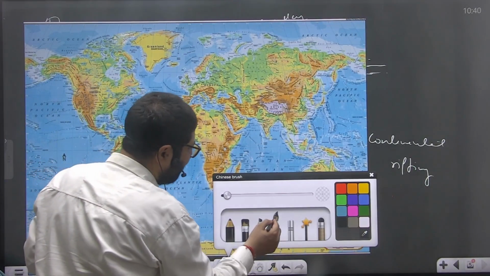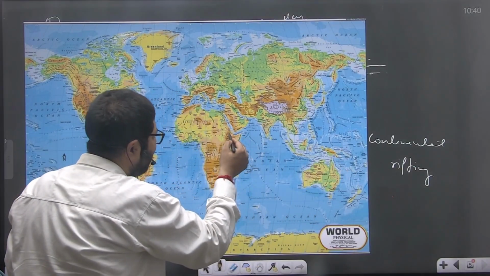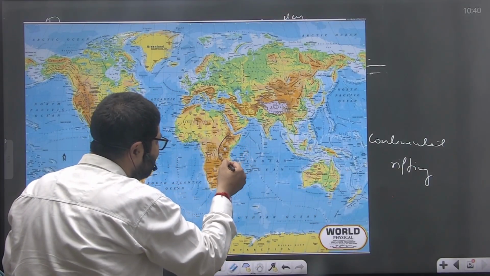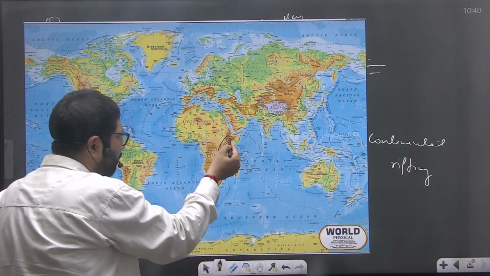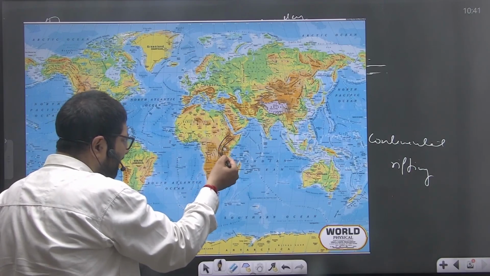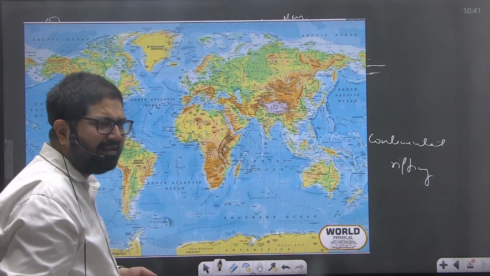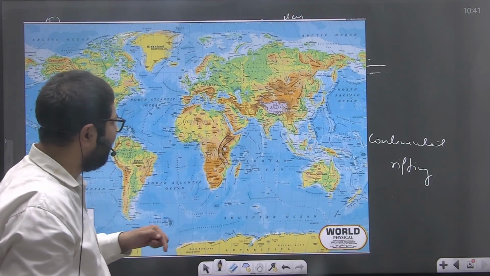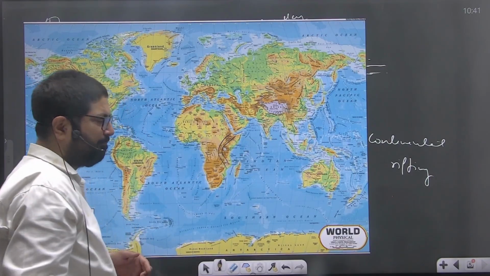You can see the East African Rift Valley. See, this East African Rift Valley runs like this. Lake Rudolph, Lake Edward, Lake Albert, Lake Tanganyika, Lake Malawi, all are located within the East African Rift Valley. This is the first stage, formation of Rift Valley.